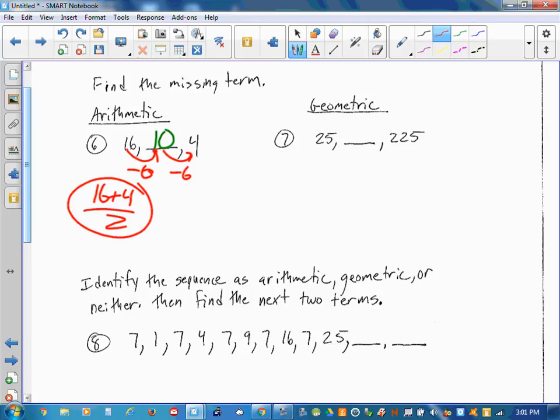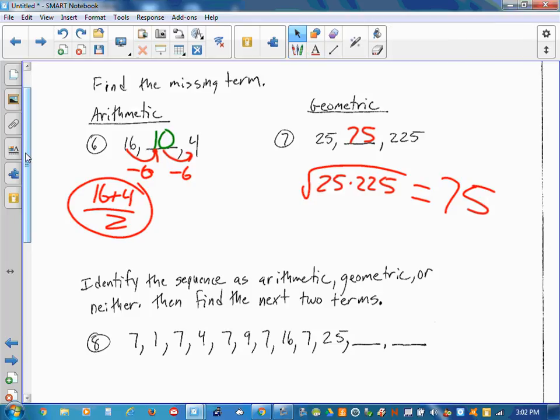This is kind of like an average, but it's a multiplication average. We multiply the two numbers together, and then we take the square root. And the answer is 75. The problem is you don't know if you're multiplying by 3 or if you're multiplying by negative 3. So we have to remember to include the plus minus on this.